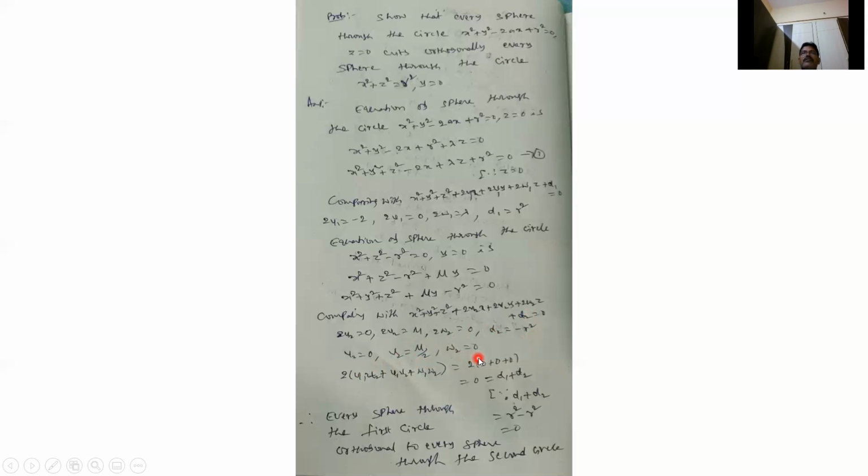Now what do we have to show? Every sphere through the first circle cuts orthogonally every sphere through the second circle. That means these two spheres are orthogonal. What is the condition for orthogonality? 2 times u1 u2 plus v1 v2 plus w1 w2 equals d1 plus d2. Then the two spheres are orthogonal.